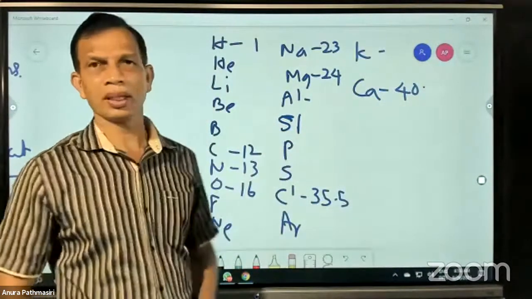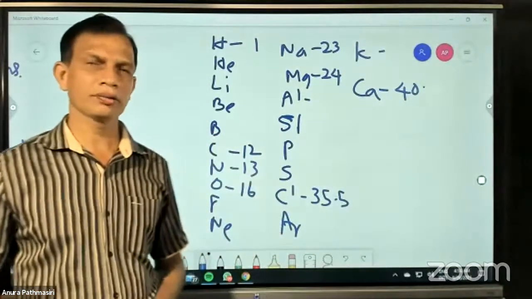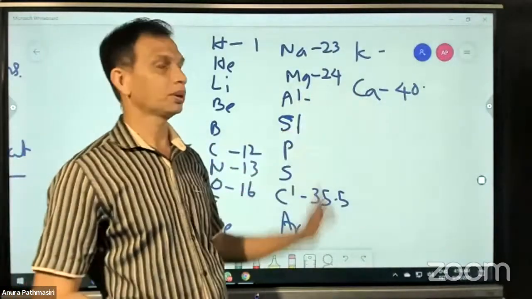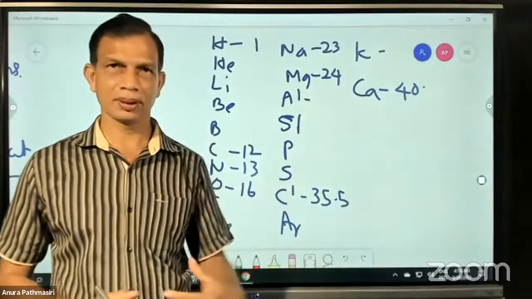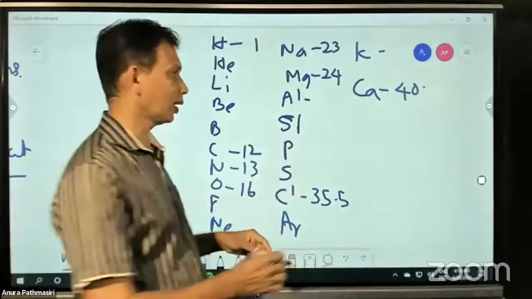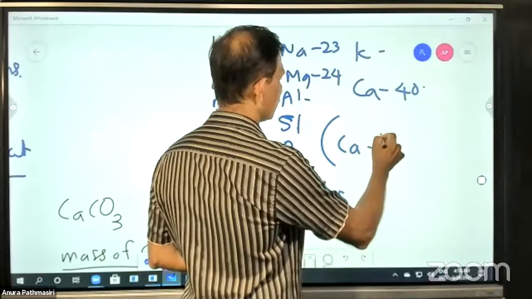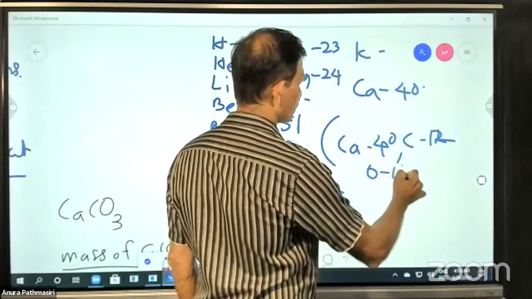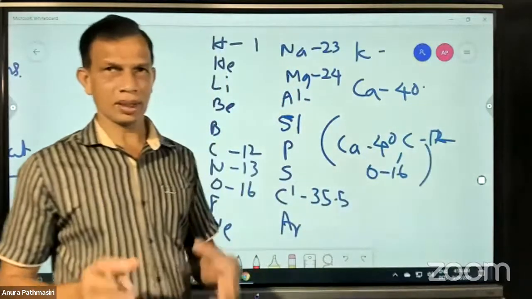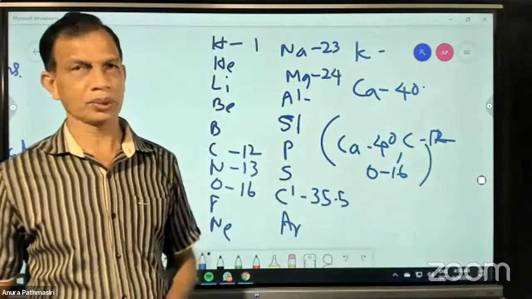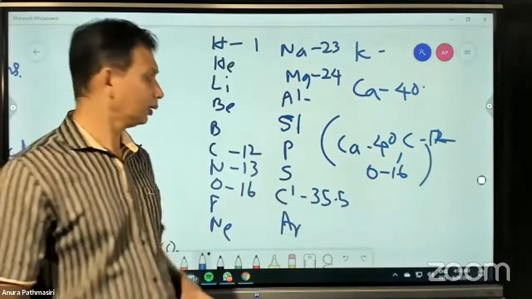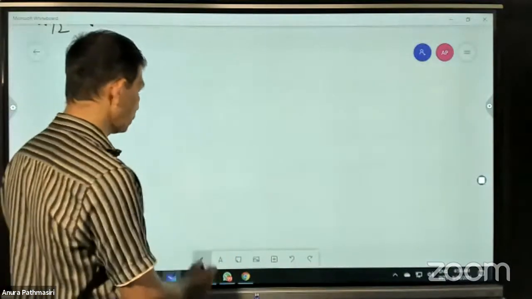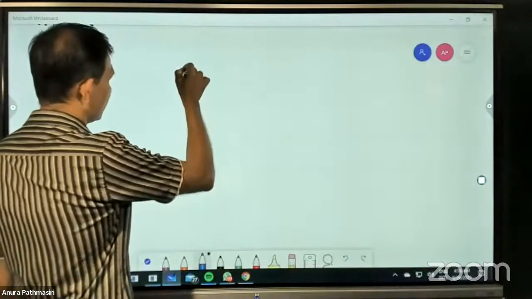So all these are given, and if you are going to do a calculation using them, no worries. They have to be given to us, within brackets, like Ca 40, C 12, O 16, something like that. That has to be given, but it's better if you can remember it. Fine.